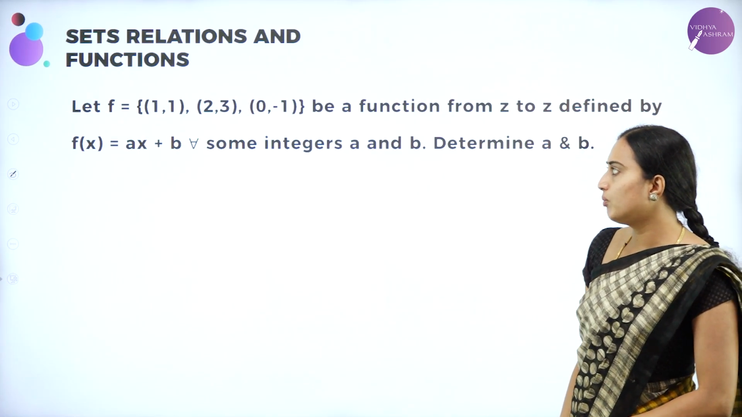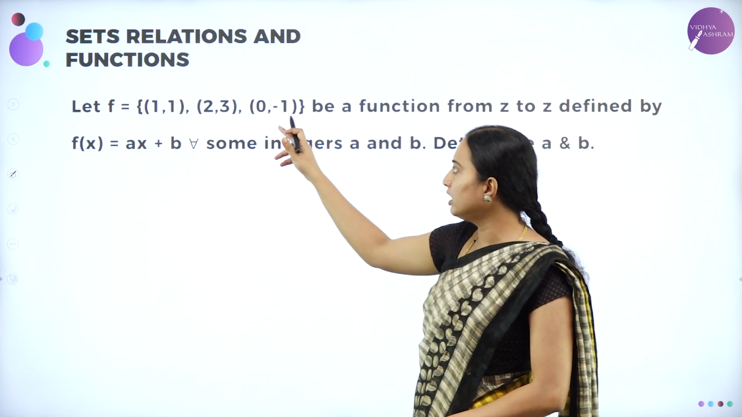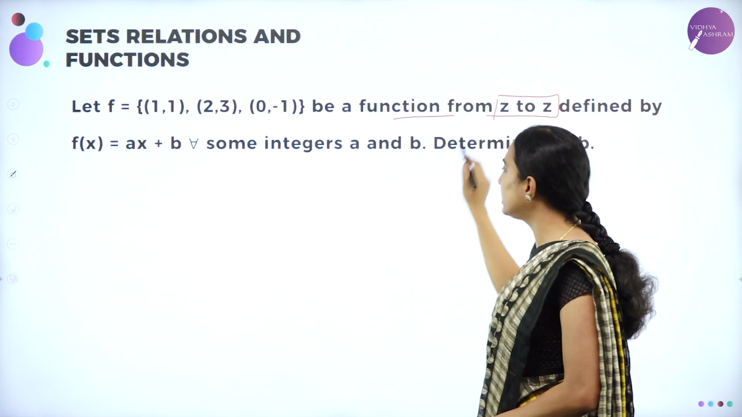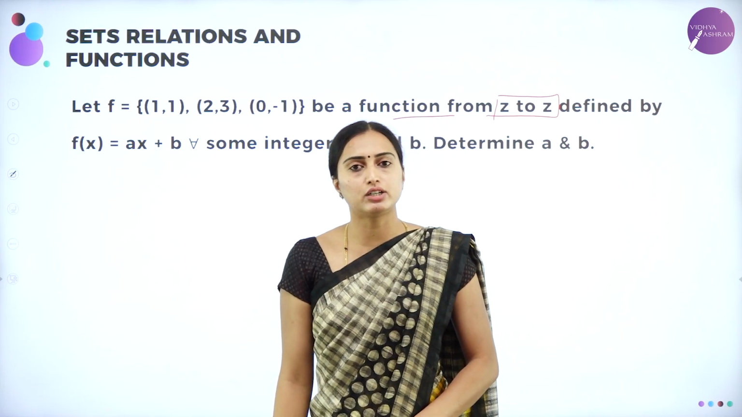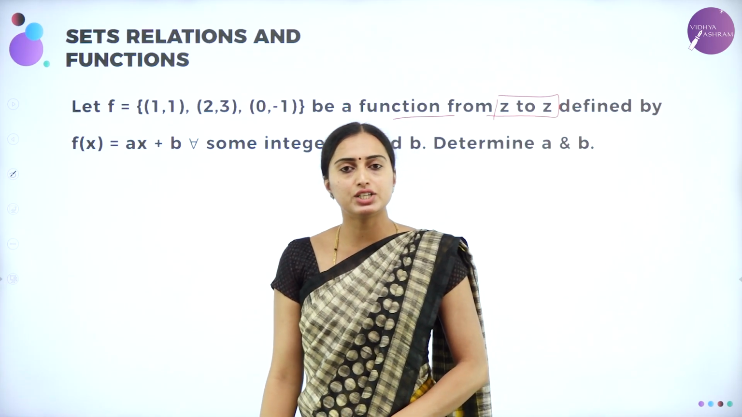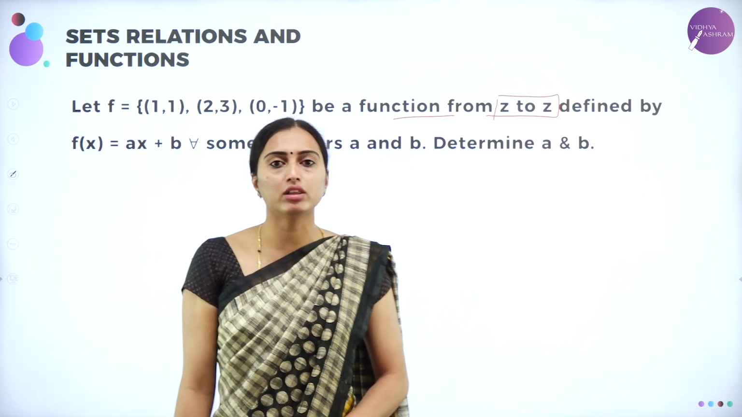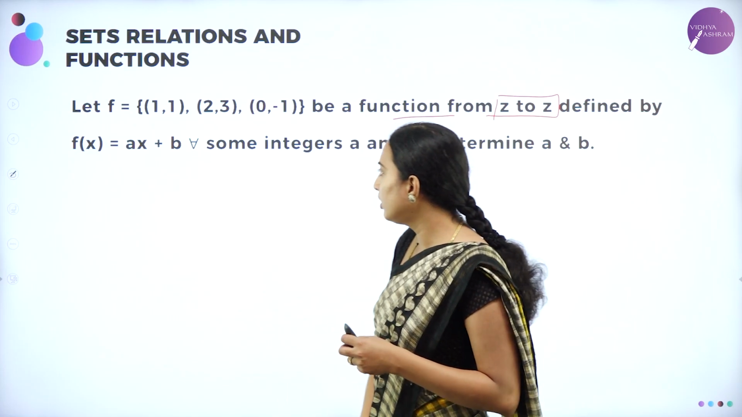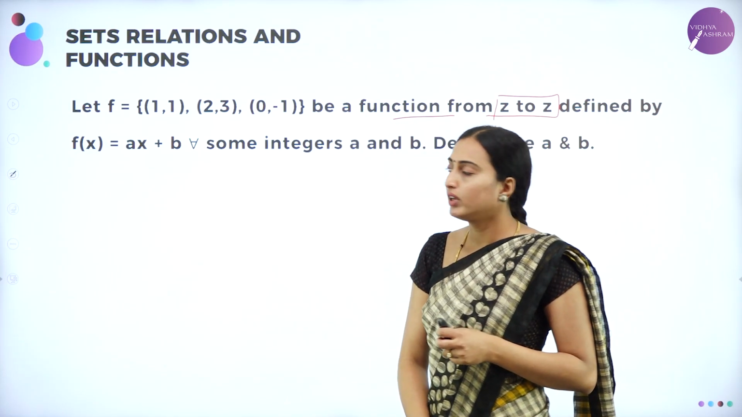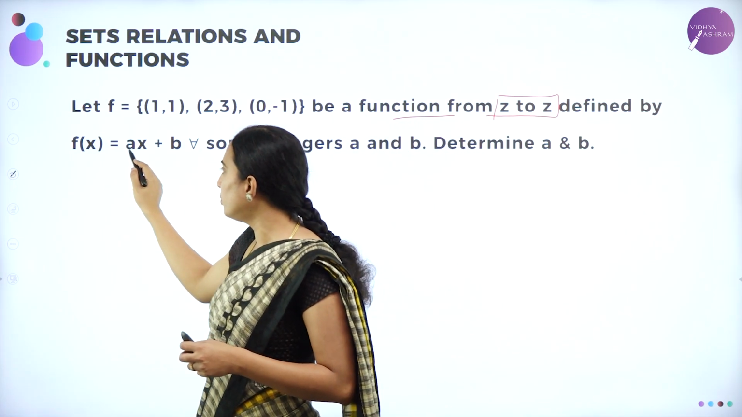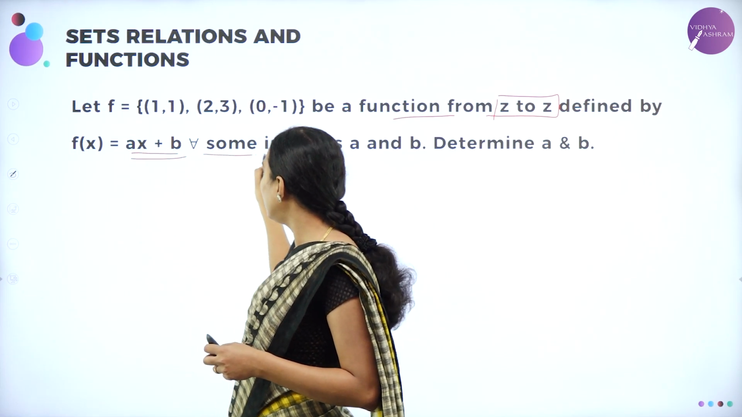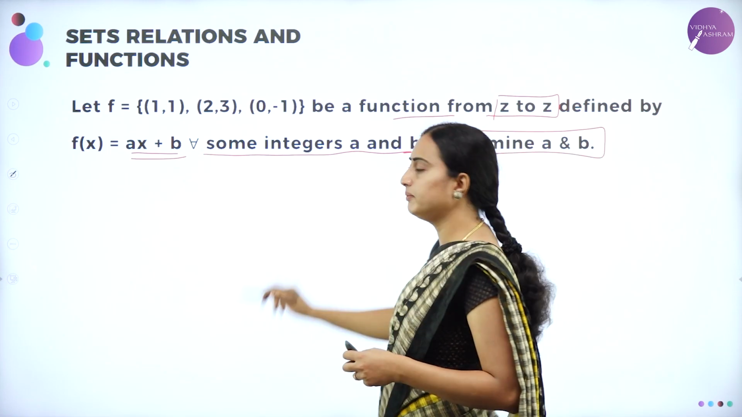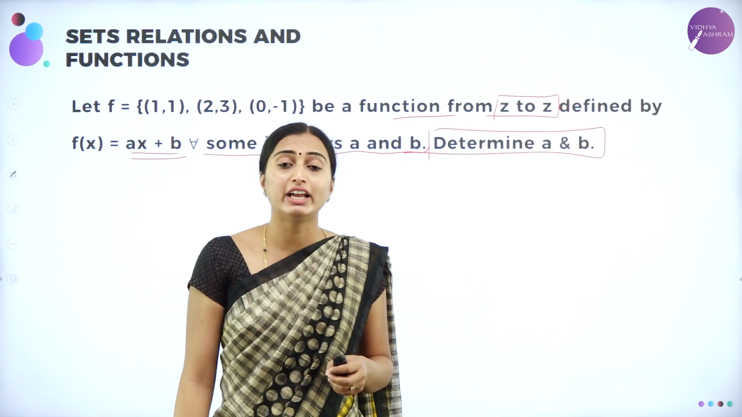Let f equal to {(1, 1), (2, 3), (0, -1)} be a function from Z to Z. What is Z to Z? Z is nothing but the set of all integers. Integers means it includes both positive and negative values, along with 0. They have defined f of x is equal to ax plus b for some integers a and b, determine a and b. They have asked you to find the values of a and b.